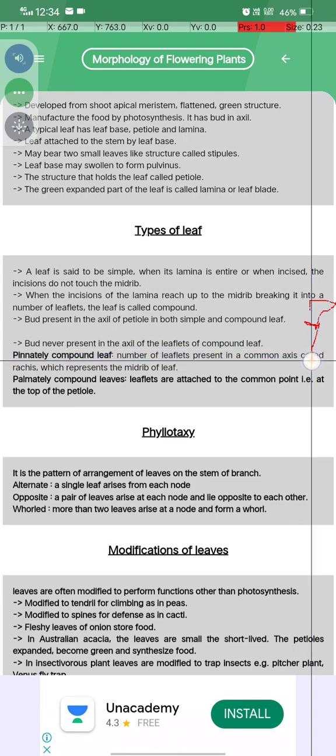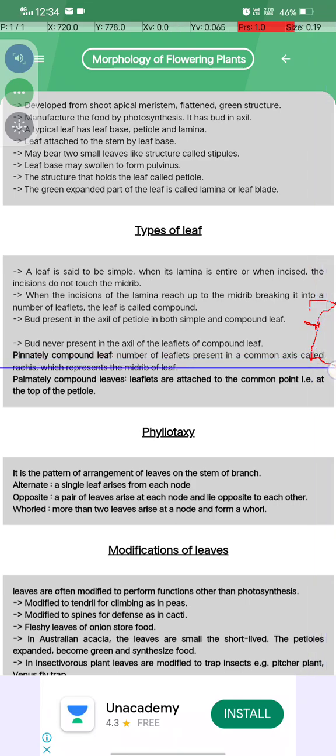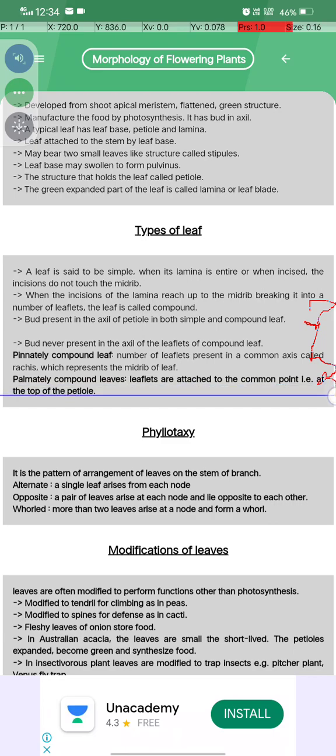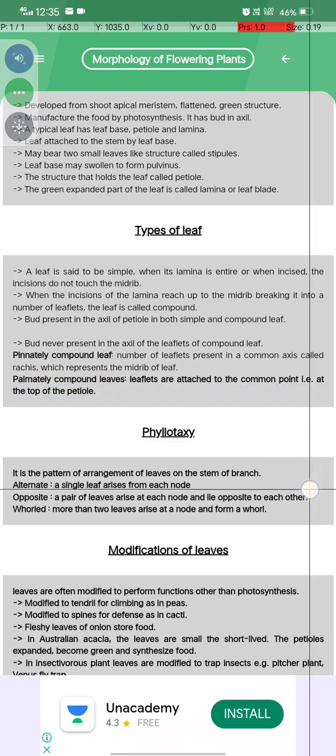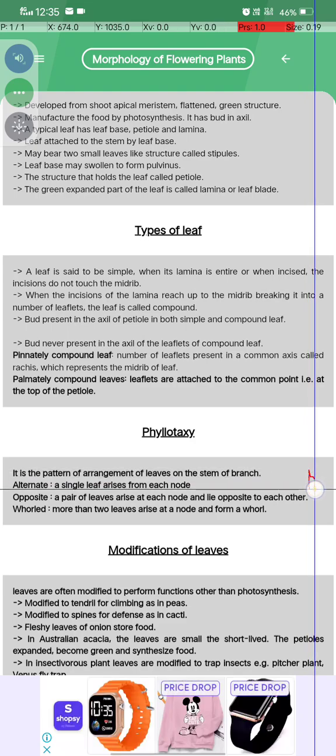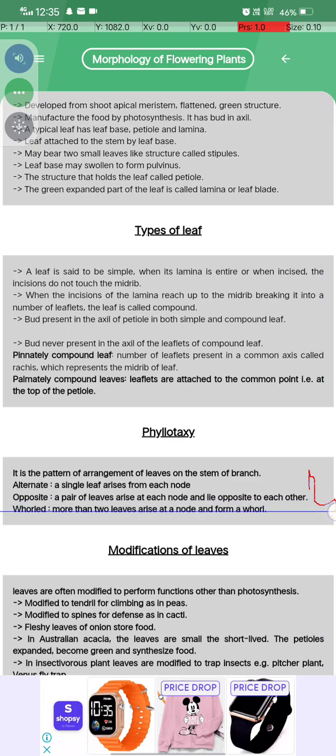Pinnately compound leaf: a number of leaflets are present on a common axis called the rachis, which represents the midrib of the leaf. Palmately compound leaves: leaflets are attached to a common point, that is, at the tip of the petiole. Phyllotaxy is the pattern of arrangement of leaves on the stem or branch. Alternate: a single leaf arises from each node. Opposite: a pair of leaves arises at the node and lies opposite to each other. Whorled.